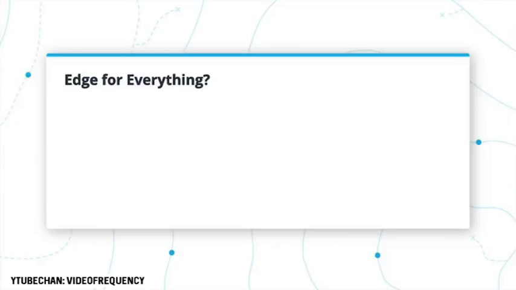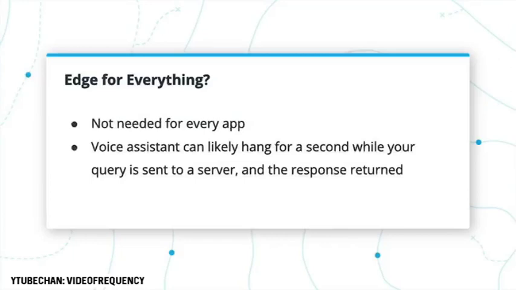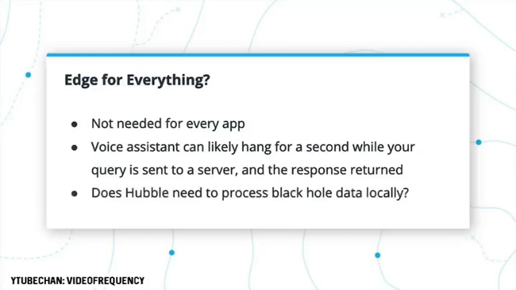Now, do we need the edge for everything? Not every single app needs it. You can likely wait a second while your voice application goes to ask the server a question. Or when NASA engineers are processing the latest black hole data, they don't necessarily need it right away. Now that we've considered some edge applications, where exactly did the edge come from?